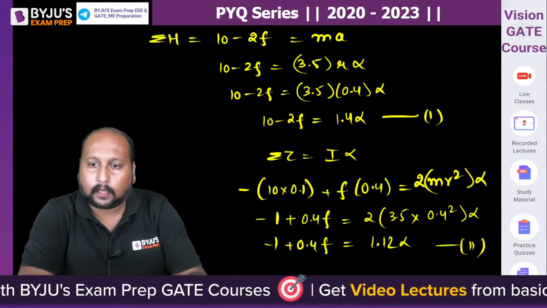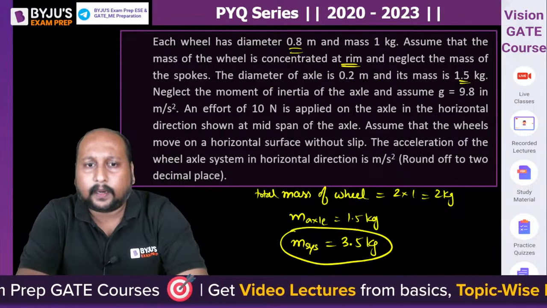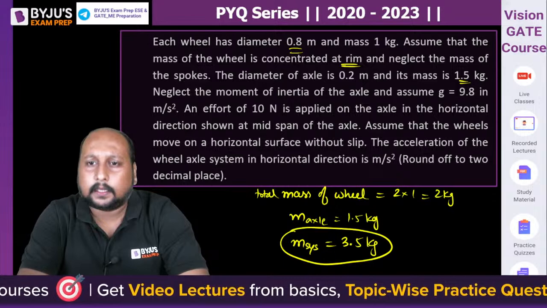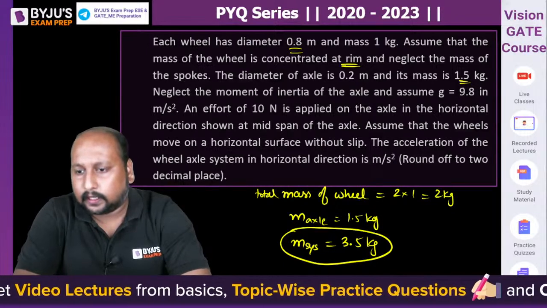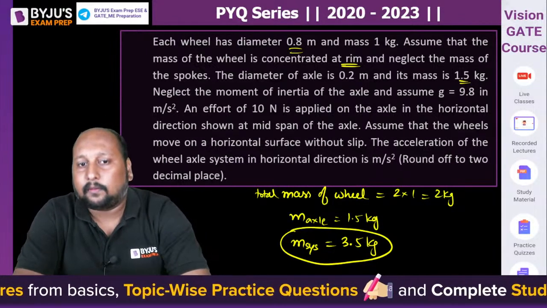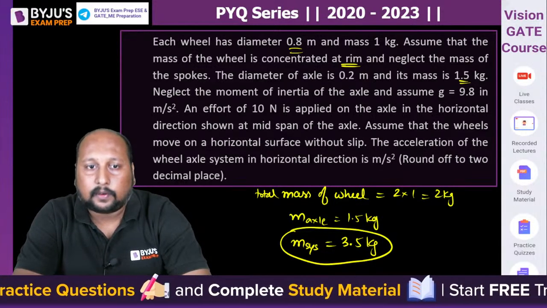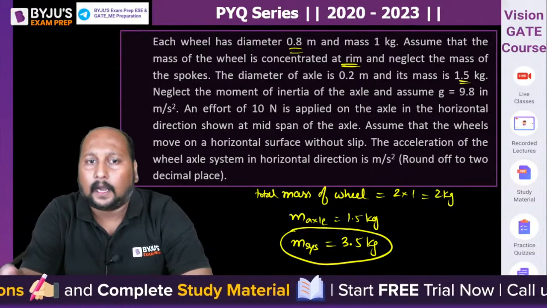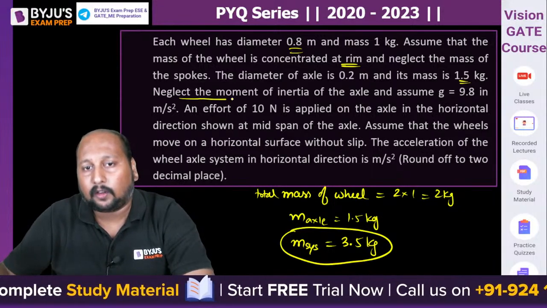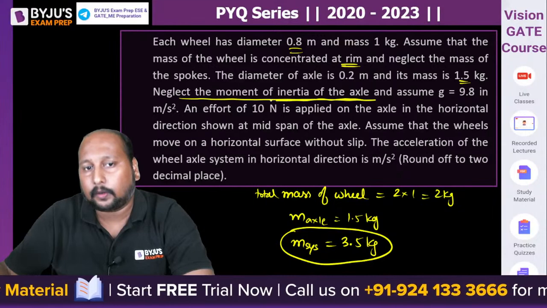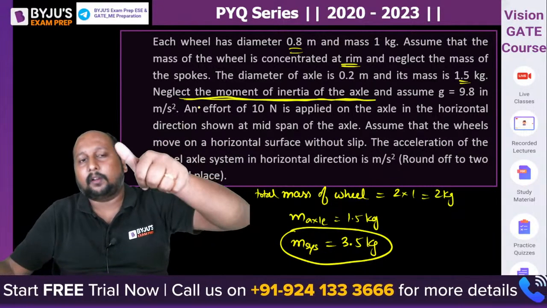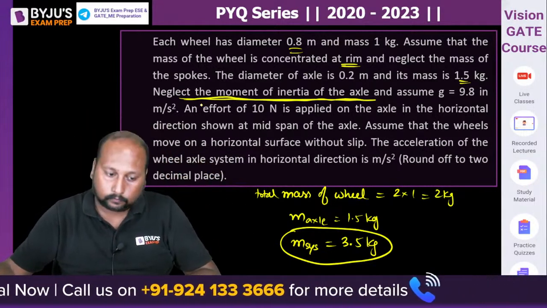I think they have given the moment of inertia, sir, we should consider the moment of the axle separately. No, we have already considered the total mass, right? Okay, is there any moment of inertia given? They have said to neglect the moment of inertia of the axle, they have clearly mentioned. Okay, you have to only consider the moment of inertia of the rim. Clear? Fine.